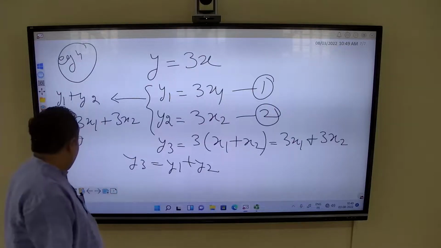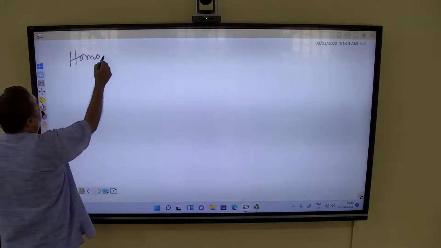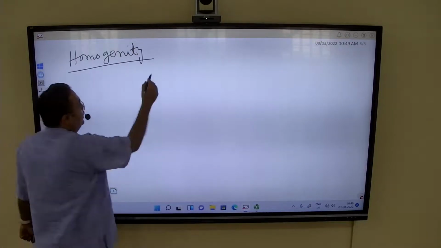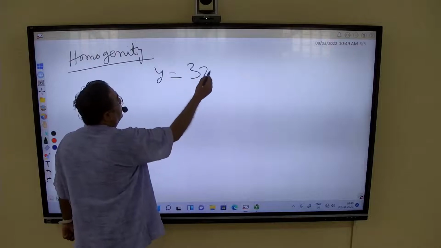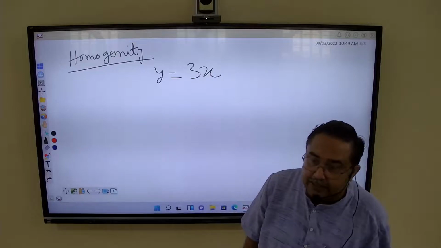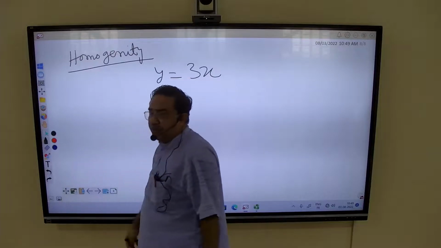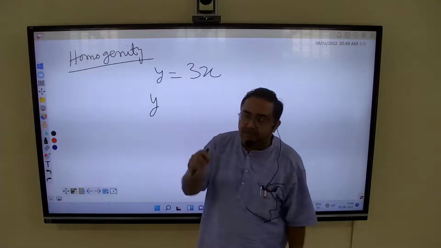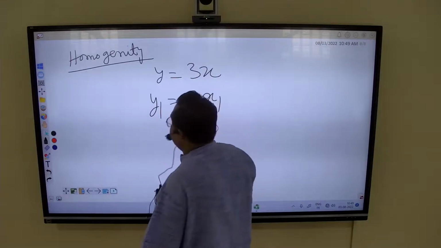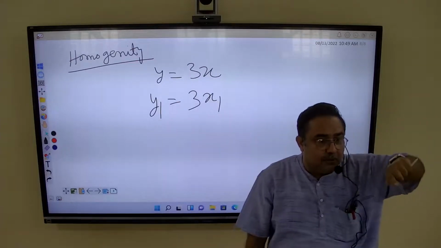So what I will do is check for homogeneity. My equation was y is equal to 3x. Suppose I increase the input by k times. So what will I get? Previously the input was x1, and it was y1 equal to 3x1. Now I increase my input x1 by k times.